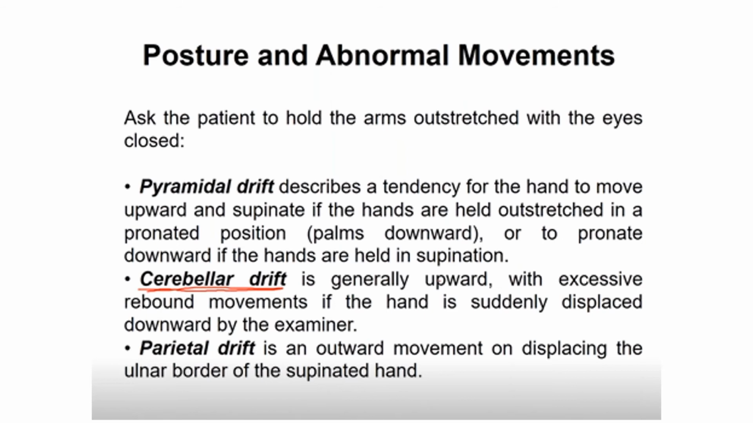So if you start in one direction and it moves into the other direction, pronated or supinated, we call it a pyramidal drift. Pyramidal tracts, again, being corticobulbar and corticospinal. We call it a cerebellar drift, generally upward and with excessive rebound movement. So remember when we looked at the test where they were going to punch themselves in the face, don't punch them in the face though. Modify it the way that we showed you. Rebound movements if the hand is suddenly displaced downward towards the examiner. Parietal drift is an outward movement on displacing the ulnar border of the supinated hand, so outward movement.